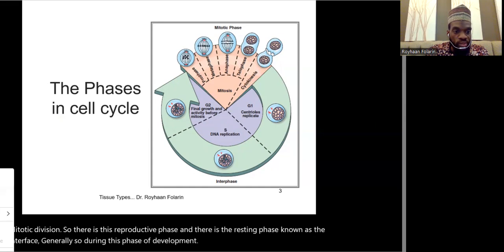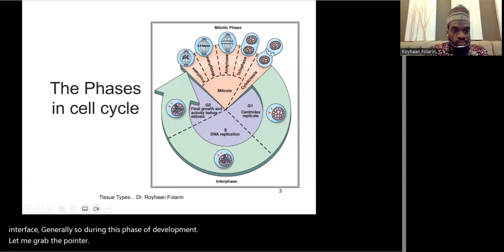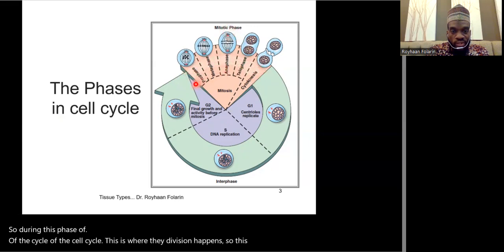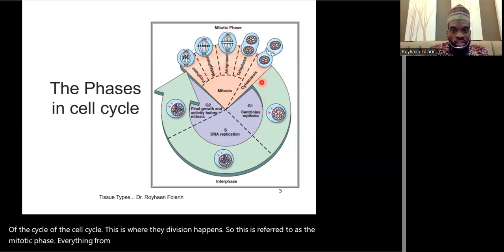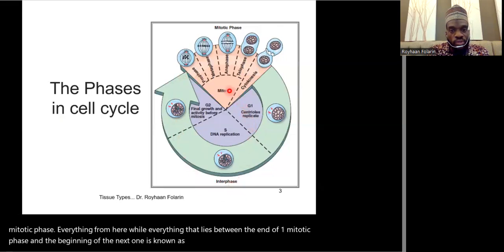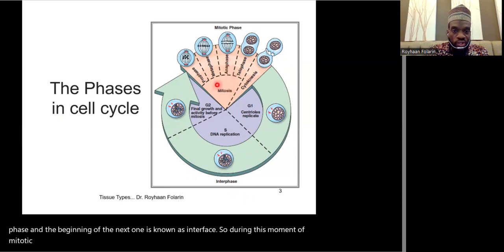Let me grab the pointer. So during this phase of the cell cycle, this is where the division happens. This is referred to as the mitotic phase, everything from here. While everything that lies between the end of one mitotic phase and the beginning of the next one is known as interphase. During this moment of mitotic division, that's when the actual division happens.